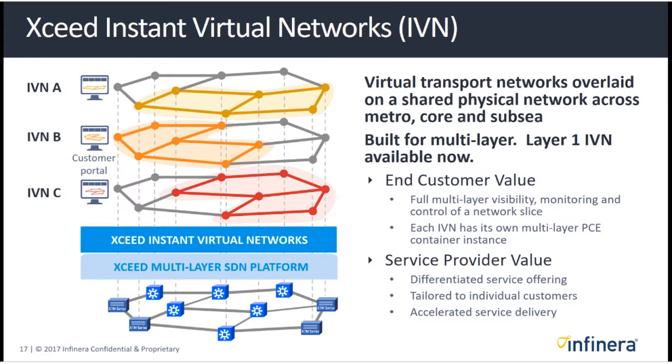Xceed Instant Virtual Networks provides an ability to partition the network and hence provide an option for the service providers to expose services like VPN. Within the partition, it provides APIs for service creation and service management with constraints as defined by the user. From an end customer perspective, it provides full multi-layer visibility, and each IVN and the instance of the PCE within the IVN allows for optimal path identification. From a service provider perspective, it provides an easy way to offer differentiated services and tailor them for individual customer demand.